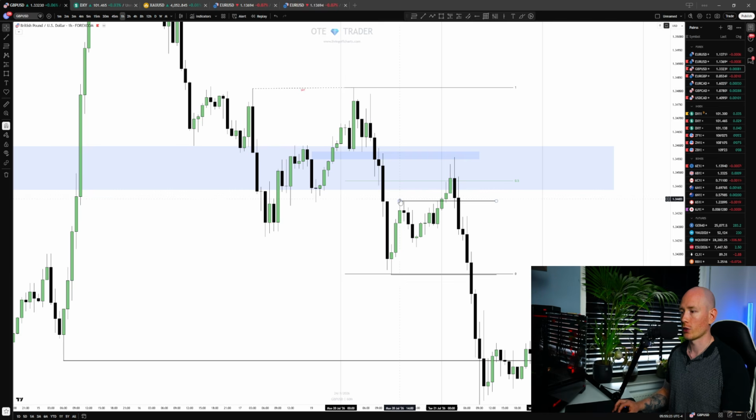Now this one is in discount, so I even mentioned to the guys in the group that this 1 hour fair value gap is not good for order pairing because it's in discount.